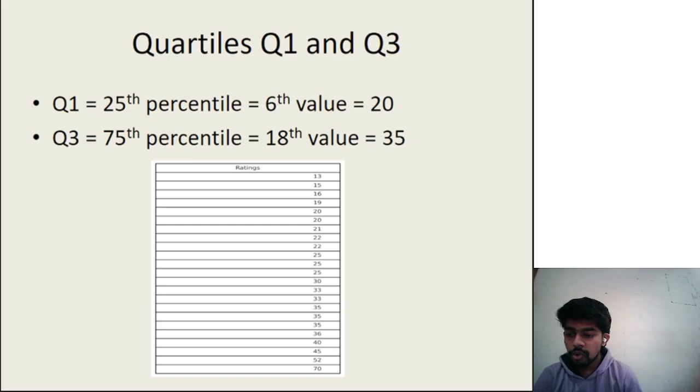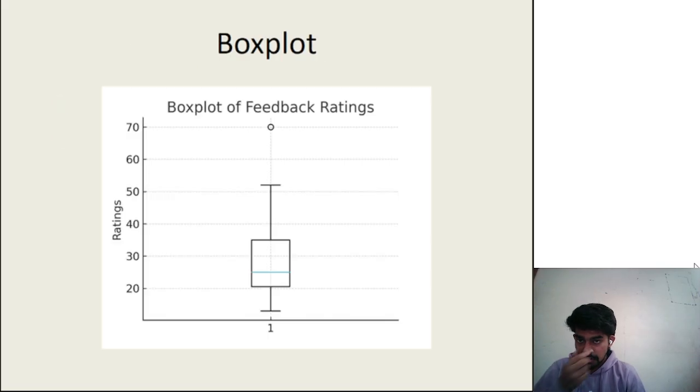Quartiles. Quartiles divide the data into four equal parts. The first quartile is the 25th percentile, and the third quartile is the 75th percentile. So the 25th percentile of this data set is nothing but the sixth value, and the sixth value is 20. The 75th percentile is the 18th value, so it is nothing but, yeah, 35. Quartile is as easy as this. Now we'll be moving on to the next slide, where we will see the box plot.